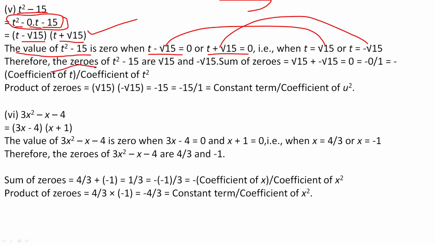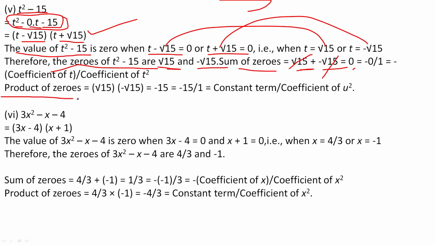Therefore the zeros of t square minus 15 are root of 15 and minus root of 15. Sum of zeros, that means root of 15 plus minus root of 15. If you add these two, root of 15 cancels, minus root of 15 cancels, so the answer is 0. So coefficient of t is equal to minus 0 by 1.